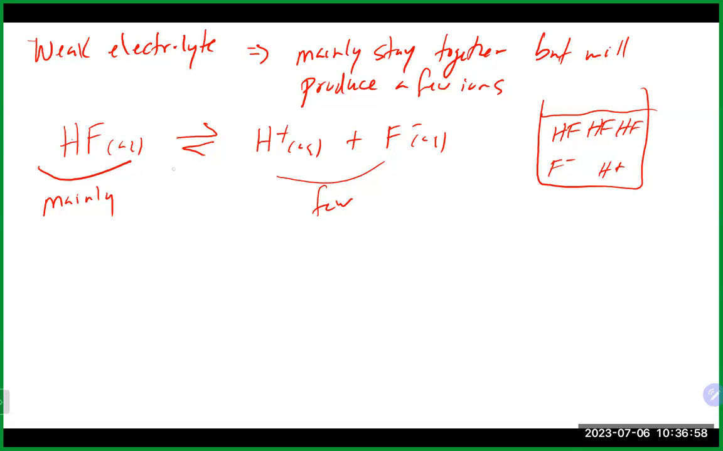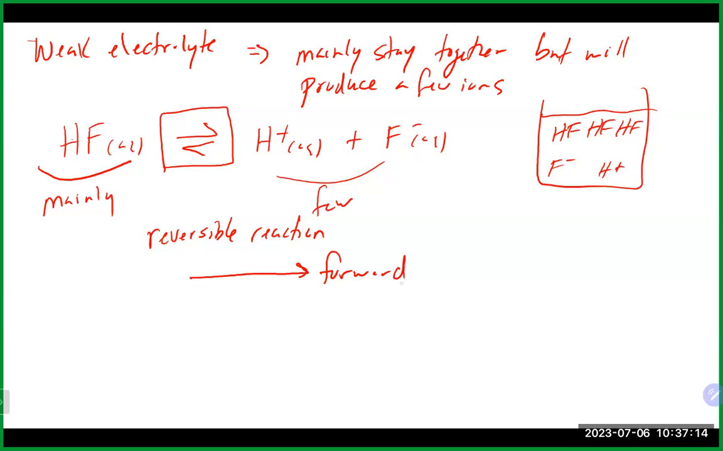The way you can recognize a weak electrolyte is usually there are the arrows that head in both directions. That means it's a reversible reaction. And when we have a reversible reaction, there is a forward direction and there is a reverse direction. The forward direction is reactants going to products. And at some point, you will produce enough products that it will go back the other way. They will actually go back and produce some more reactants.